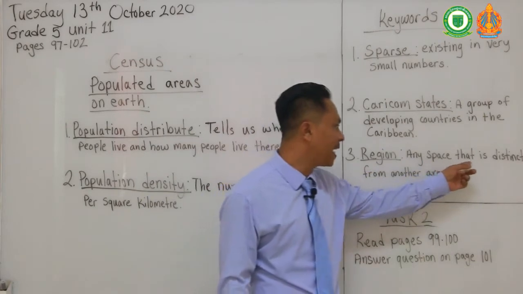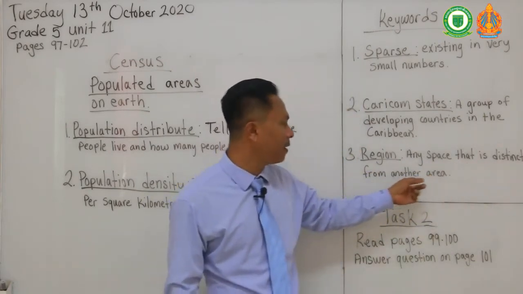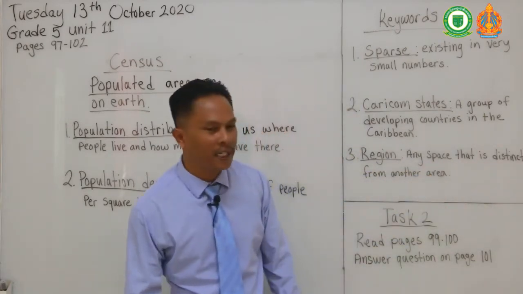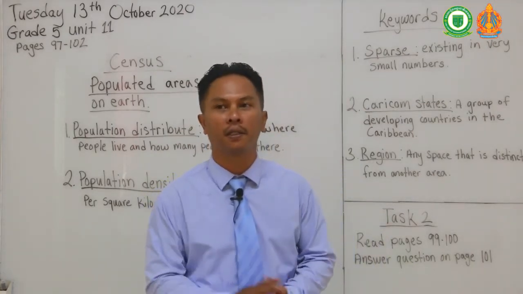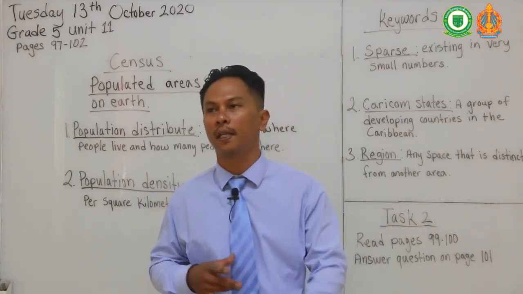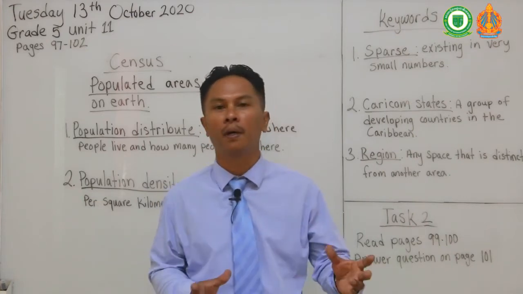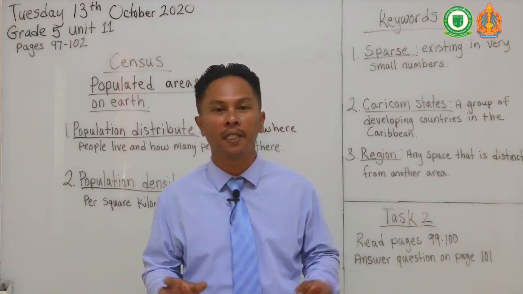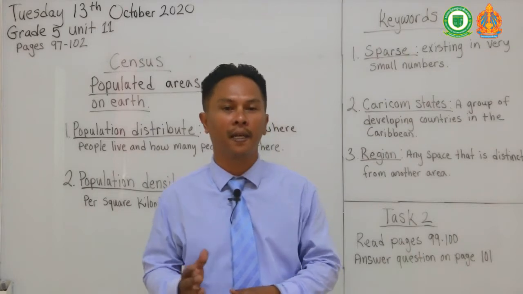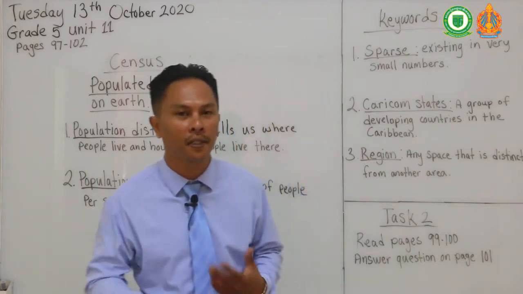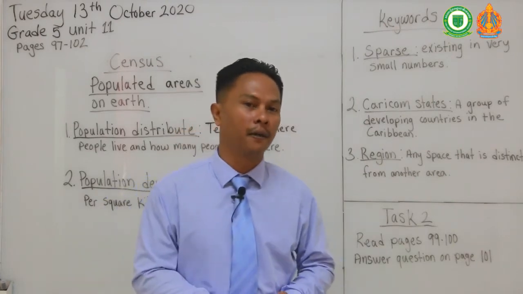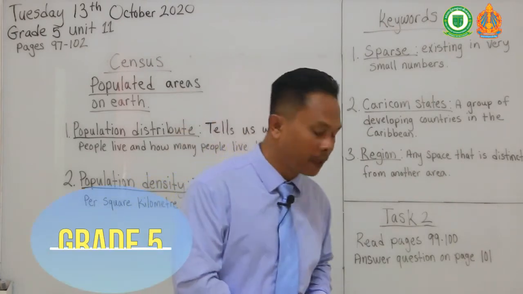Any space that is distinct from another area. So region, in another word, you could also use as province, okay? So it's a different place, say for example, Phnom Penh and Battambang. There are 2 different regions. Phnom Penh is more city-like and Battambang is more country-like. So region is talking about the terrain of the landscape, okay?